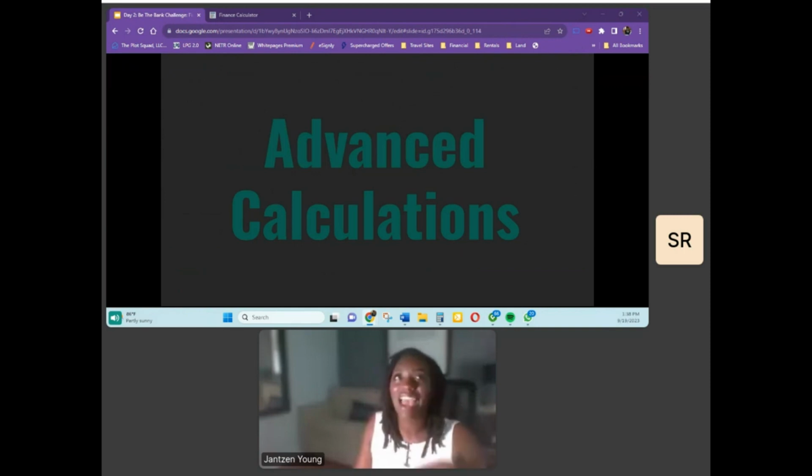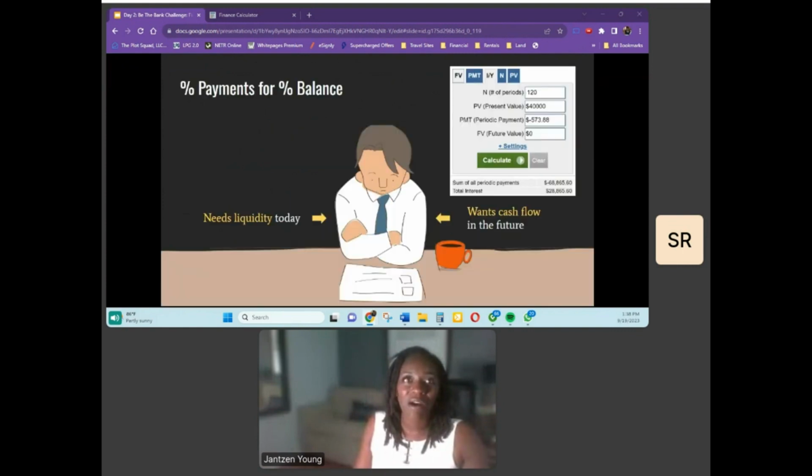Let's go through some advanced calculations just for fun. So with that said, we're going to do an advanced calculation called the denominator rule. So if we do a percentage of the payments for a percentage of the balance, let's take a look at how this works.